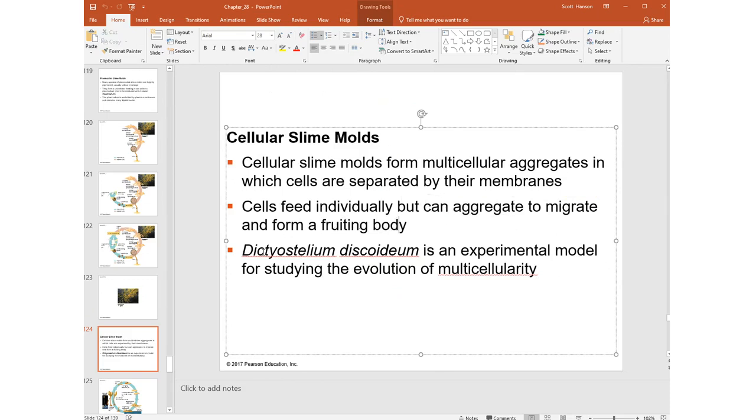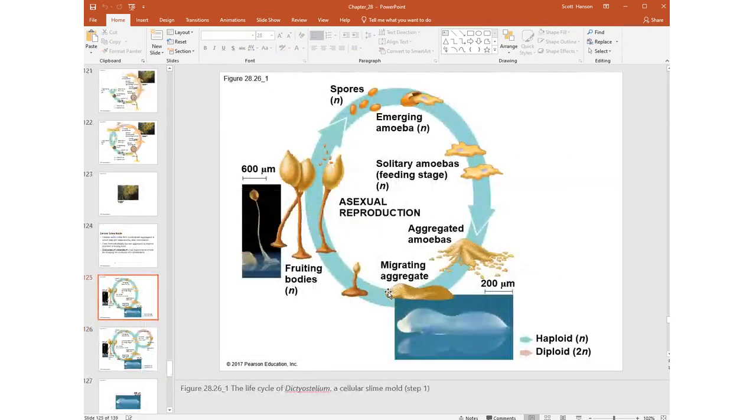And dictyostelium, kind of a mouthful. Dictyostelium discoideum, I mean, that's quite a name, is an experimental model. They use it for a lot of experiments to try to understand evolution of multicellularity. Try to understand and theorize about maybe how multicellular life forms were formed from unicellular life forms.